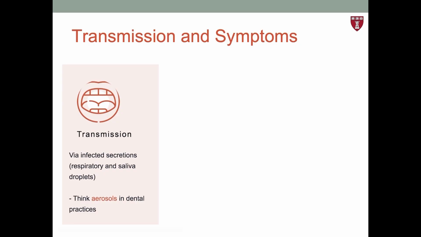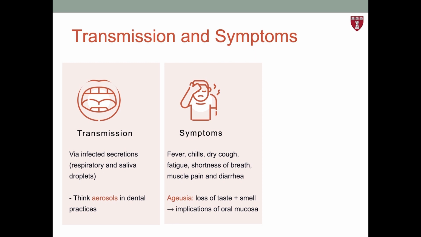The oral cavity is important, both in transmission and symptoms of COVID-19. SARS-CoV-2 is transmitted through direct or indirect human-to-human contact via infected secretions such as respiratory and saliva droplets or contaminated surfaces. This is relevant for dental practices, as most dental procedures generate significant amounts of droplets and aerosols, posing potential risks of infection transmission for dental health workers. SARS-CoV-2 enters the body by binding to ACE2 receptors and can manifest with a range of symptoms, including fever, dry cough, fatigue, muscle pain, and diarrhea.